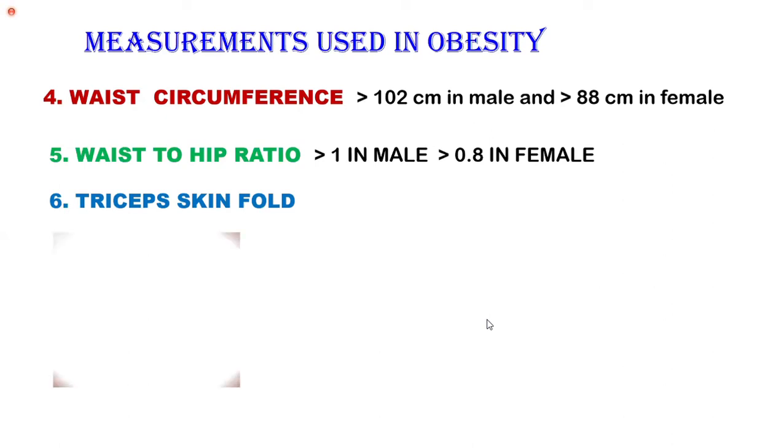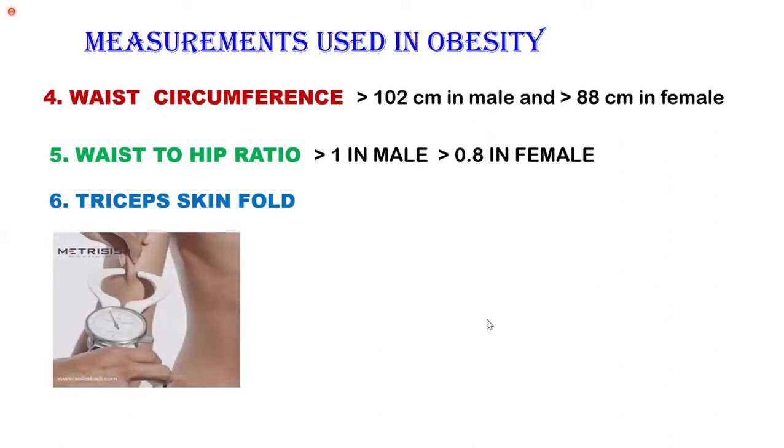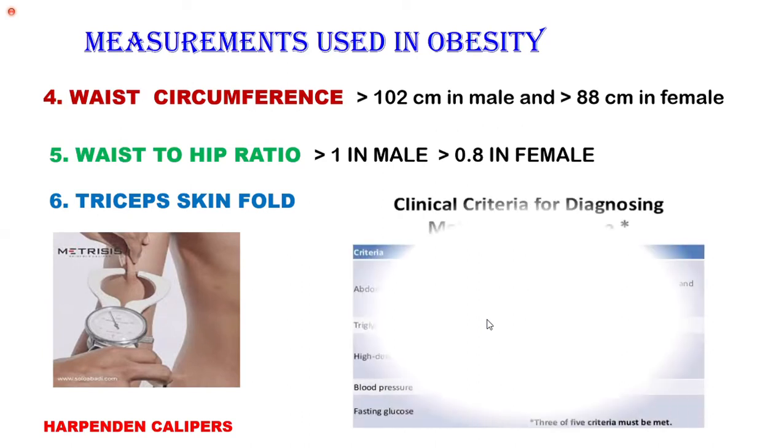Then tricep skin fold is a measure. This is how it is measured. You pinch the skin and then use this particular instrument. There is a name for this instrument, which is called Harpenden calipers. This caliper is used to measure the skin thickness.